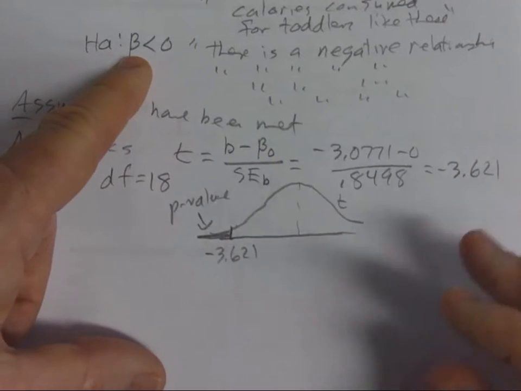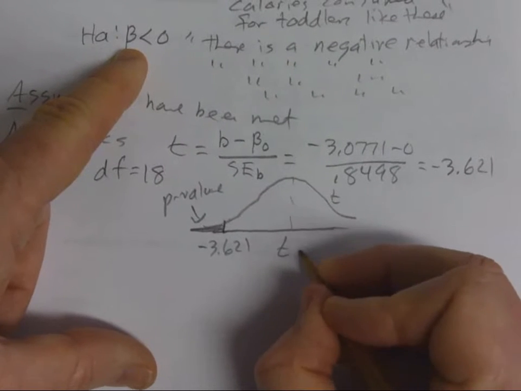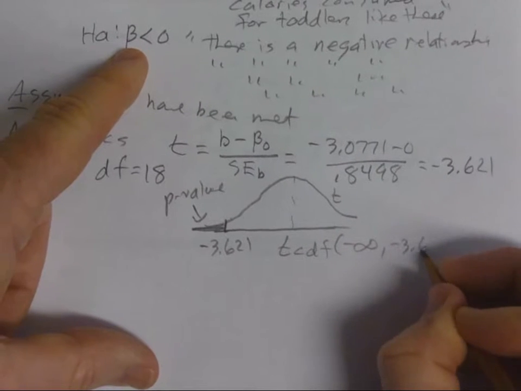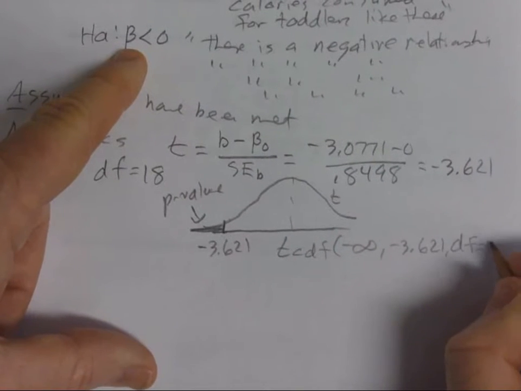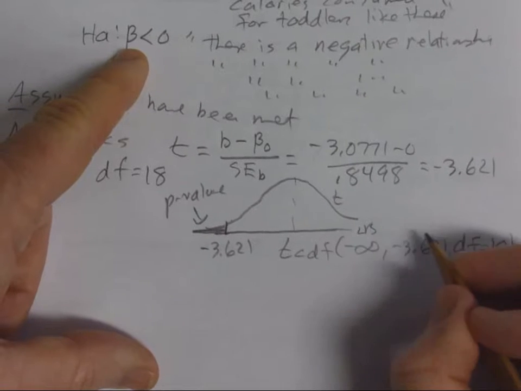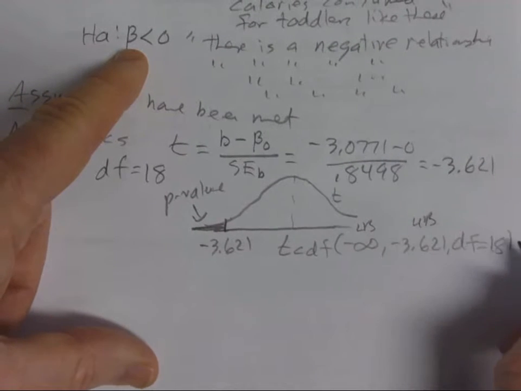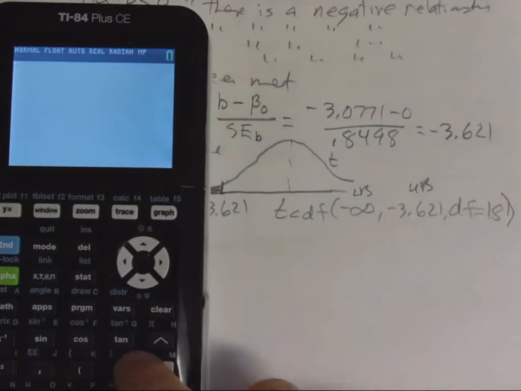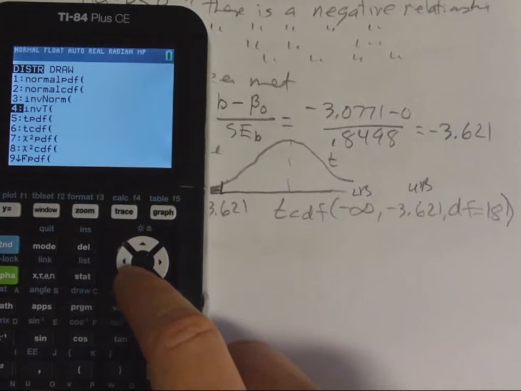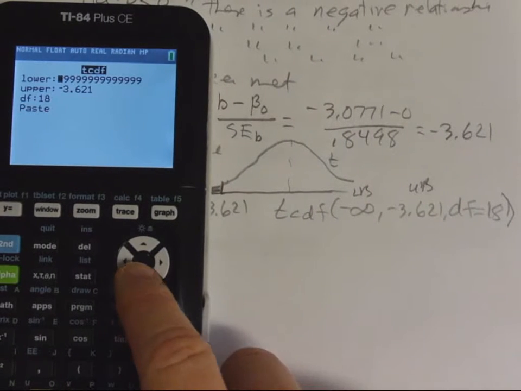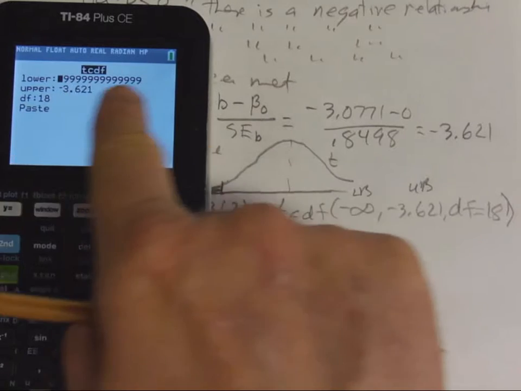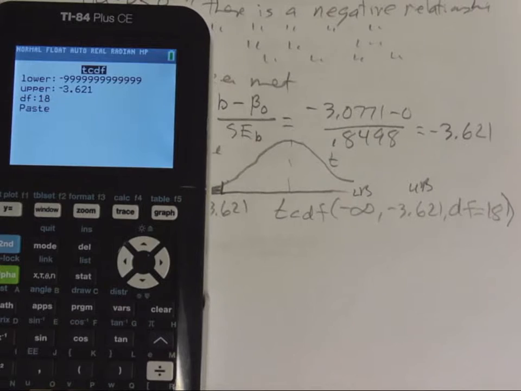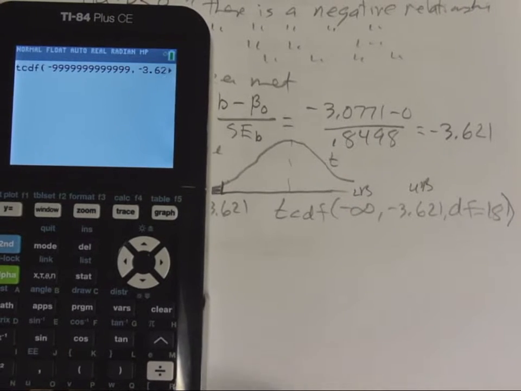So to find that area, we're going to use tcdf. We'll use tcdf from negative infinity to negative 3.621, and then you have to enter in your degrees of freedom, which is 18. So that's my lower bound, that's my upper bound, and there's my degrees of freedom, 18. That would be, in essence, showing the work. So I go 2nd distribution, and I go down to tcdf right there. And I'm going negative infinity, or just put negative 9 billion or whatever, that'll work, to negative 3.621, 18 degrees of freedom. And I hit paste. There it is.